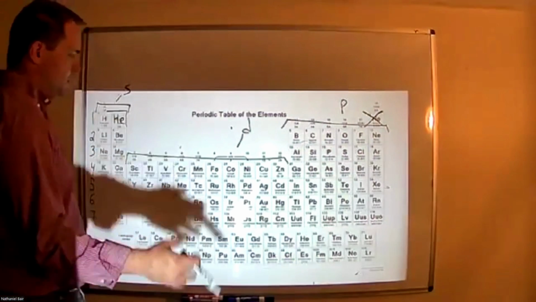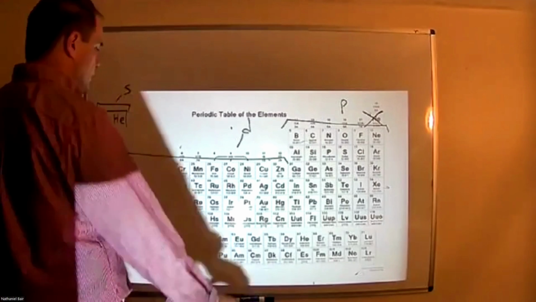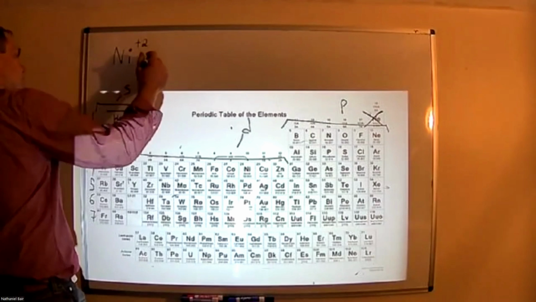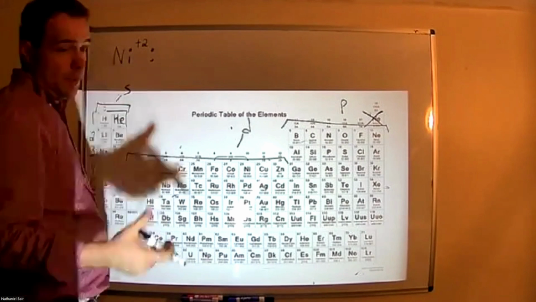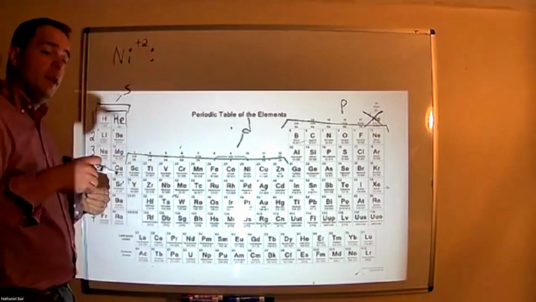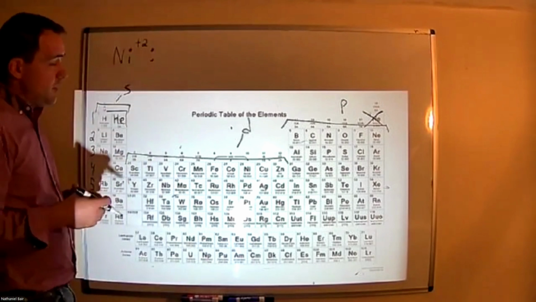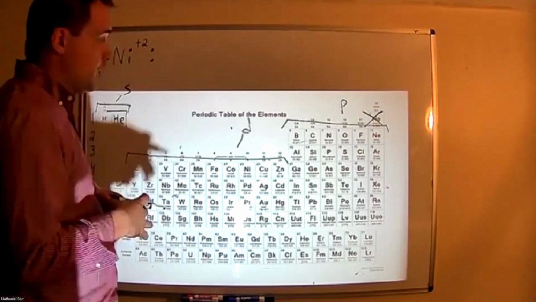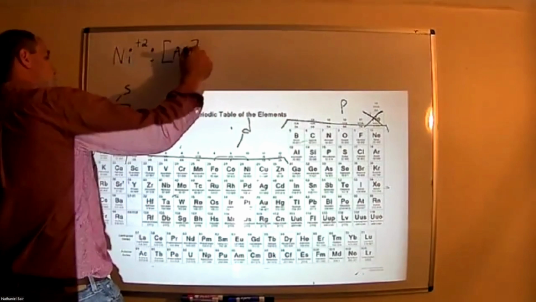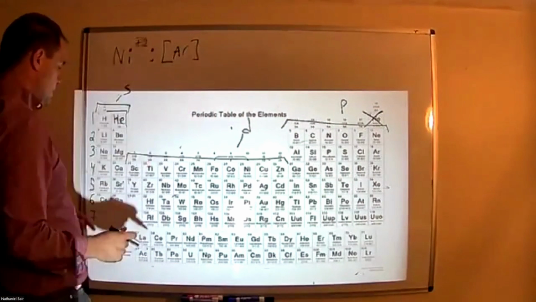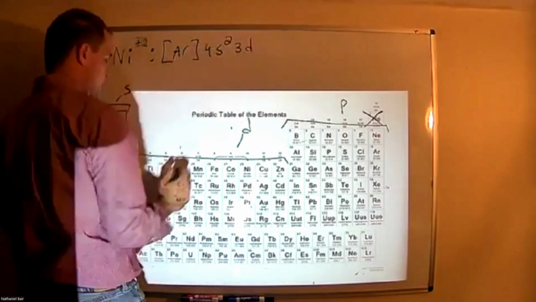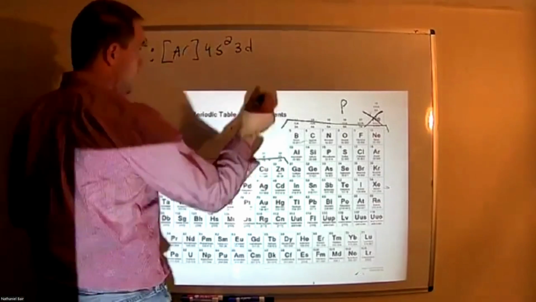Let's say I want to do nickel 2+, and I want to do a noble gas configuration. Here's what I recommend. This is a cation. We're going to talk about what that charge does in a minute. Let's start by writing the electronic configuration for neutral nickel, and we can do the noble gas. So that's going to be argon in bracket. And if this +2 wasn't there, we would do 4s2, and then 3d8.